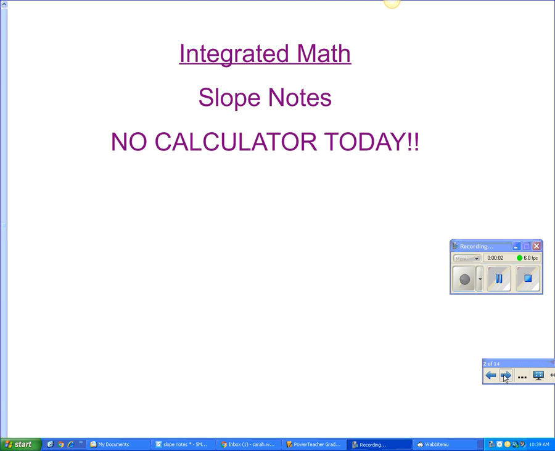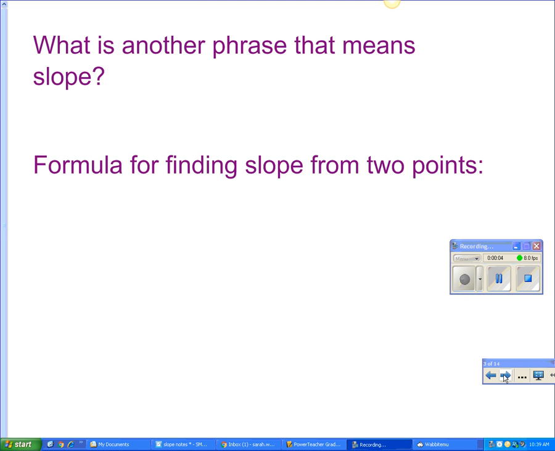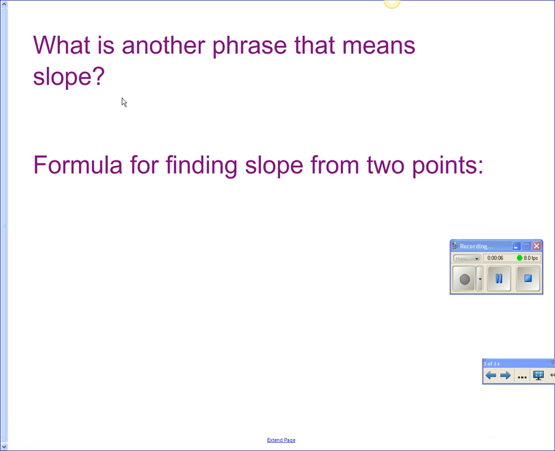Slope today. So number one, what is another phrase that means slope? Starts with an R. Anybody remember from middle school? Rate. Good. Rate of change. Write this at the top of your paper. Rate of change. So at the top of your paper, slope and rate of change are the same thing. Anybody remember the formula for slope?